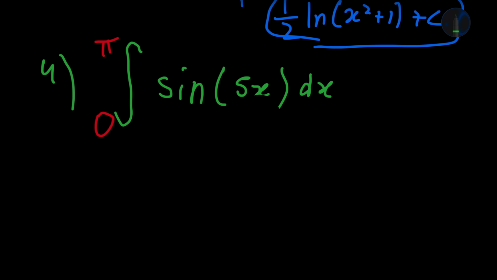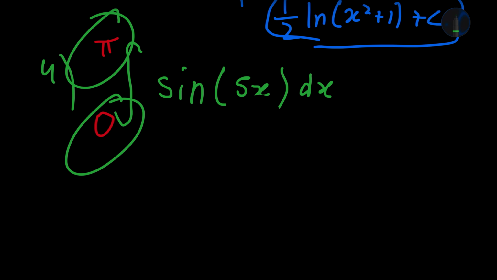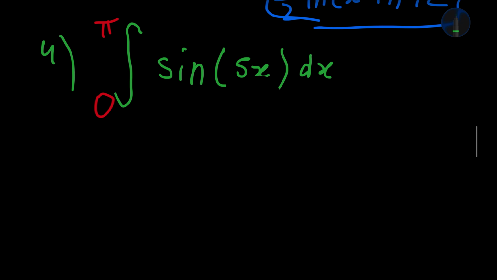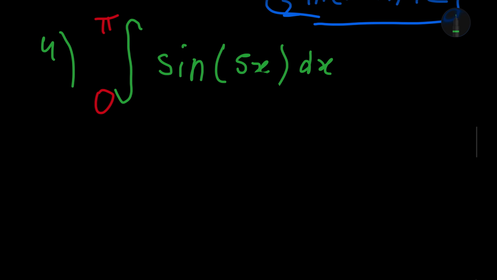Okay, let's move on to the next question. The next question is quite a simple one. It's sine 5x. But this instead is a definite integral. So we'll have to do some sort of change in the bounds, but we'll get into that once we get to it. So first we start off with picking our u.